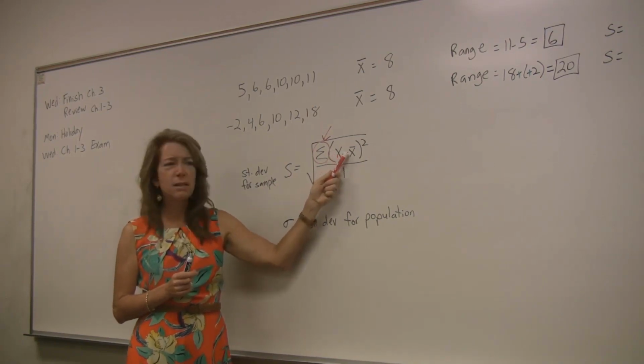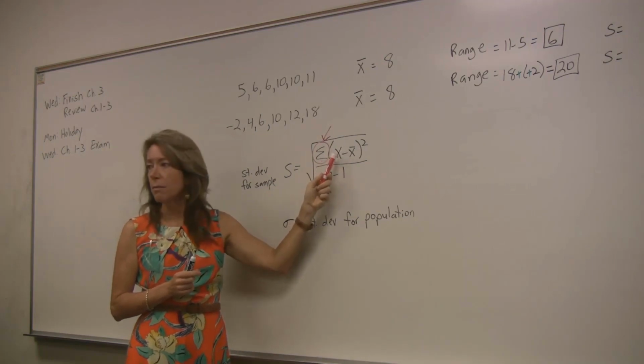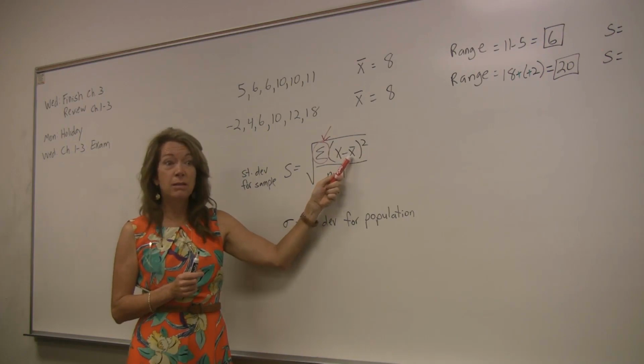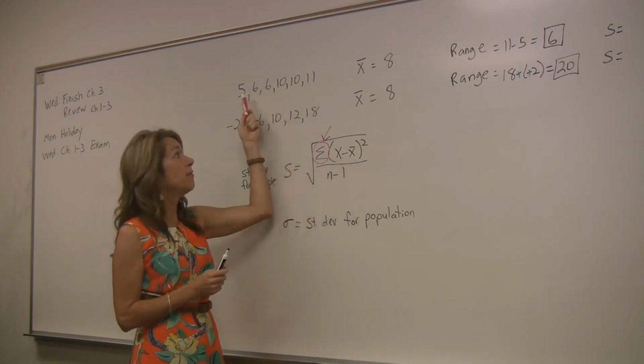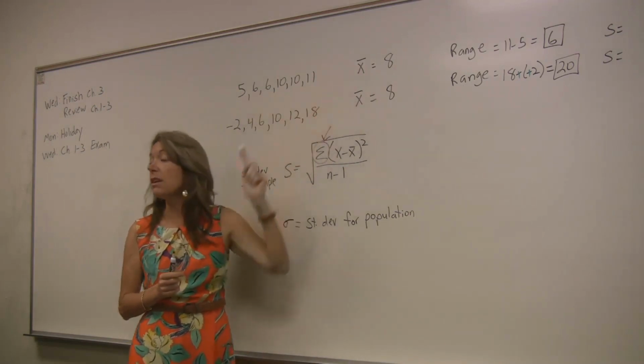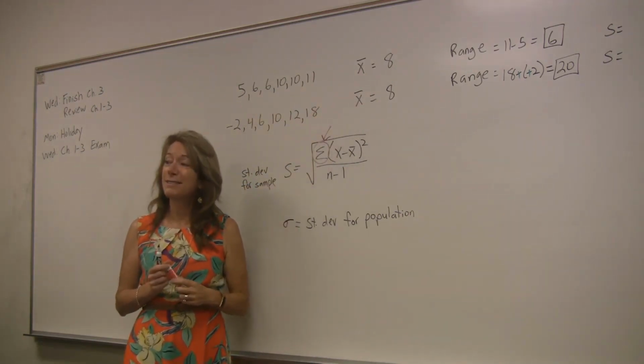You're going to subtract something from the sample. Take one of the values minus the sample mean. So for example, I would do 5 minus 8. That's one of my x values. Can you just pick one and be done, or do it over and over again for each value?